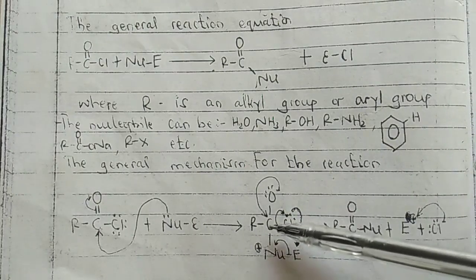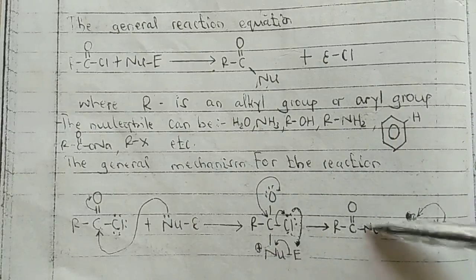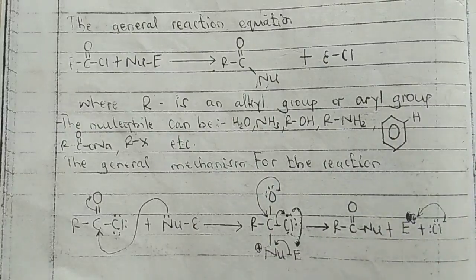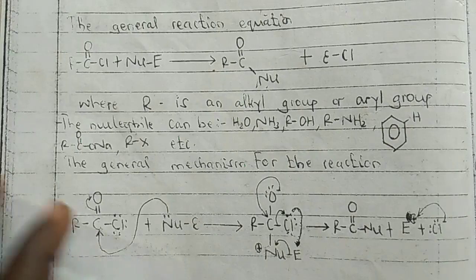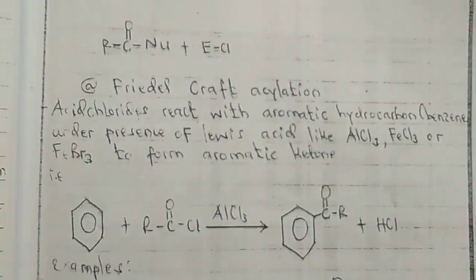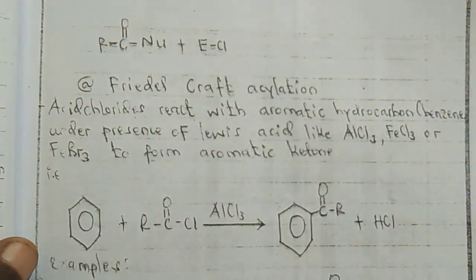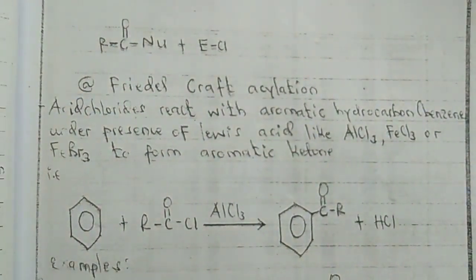hii hapa carbon iwe na uwezo tena ku accept electrons from oxygen. So further na kuna compound kama ile. Hizi ni reaction ambazo zinakuwa zinatokea in a few steps as compared to other reactions ambazo tungeweza kudescribe reaction mechanism yake katika steps nyingi. So katika reaction tuko na result chemical properties. Kuna Friedel-Crafts acylation. Friedel-Crafts acylation hizi hapa acyl chlorides zinahusika.